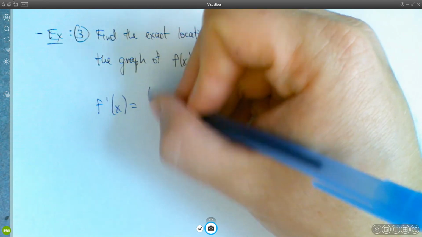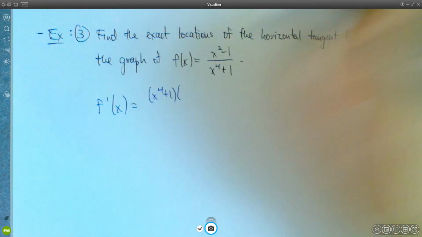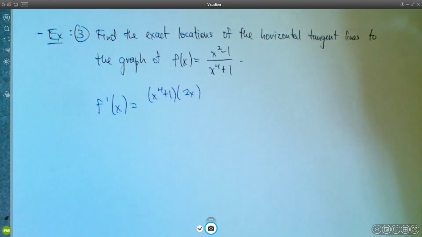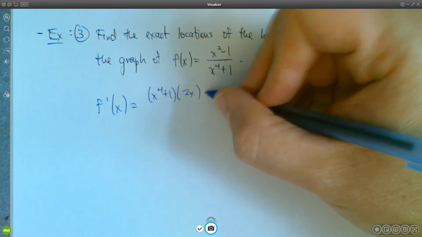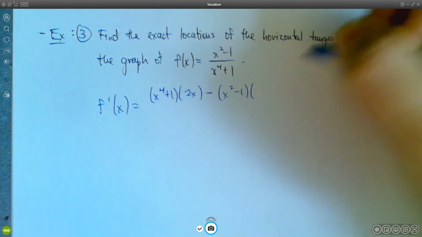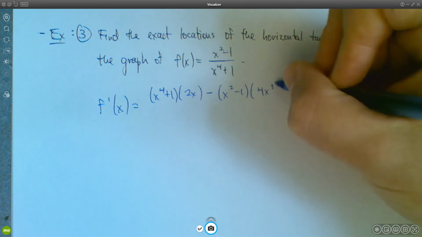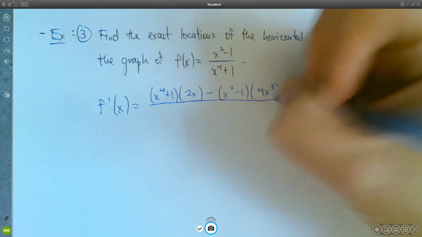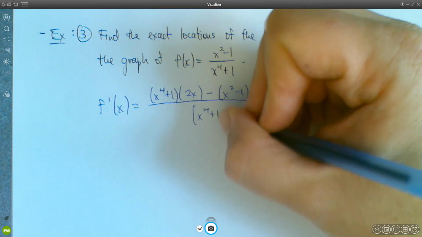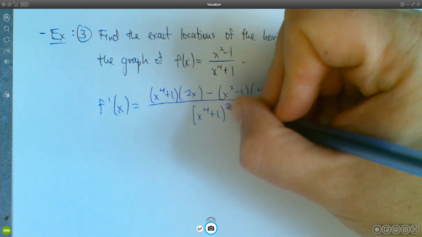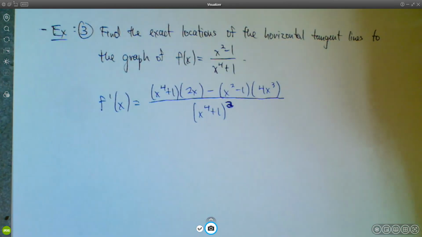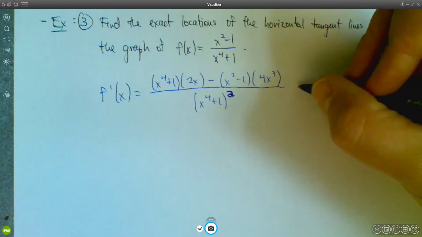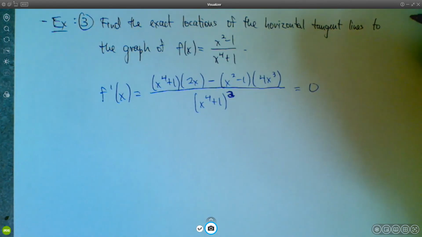So it's going to be low d high, moving a little quicker, minus high d low over low squared. What? I don't know why I said squared and then wrote cubed, but there you go. Okay? Now we want to know where this thing is equal to 0. So we want to set this thing equal to 0 and then solve for x.